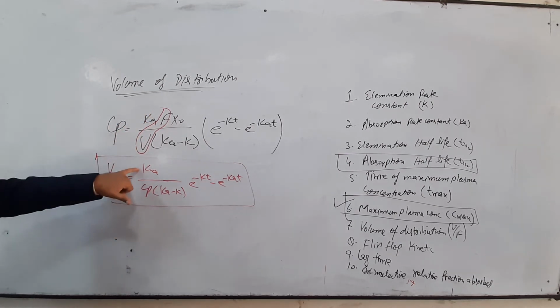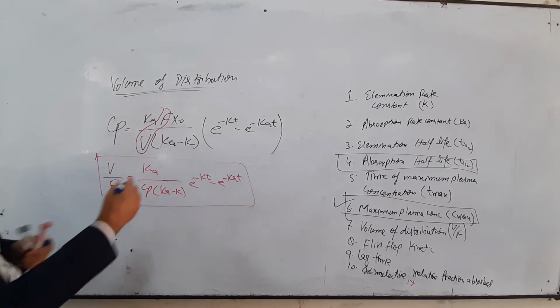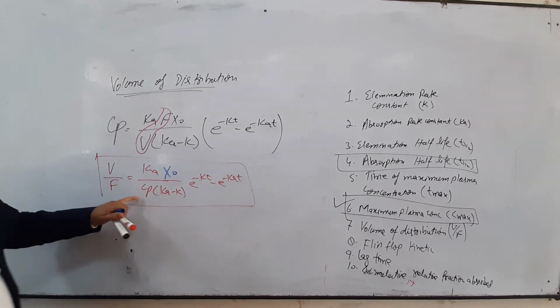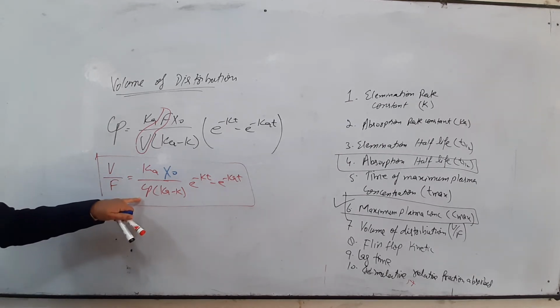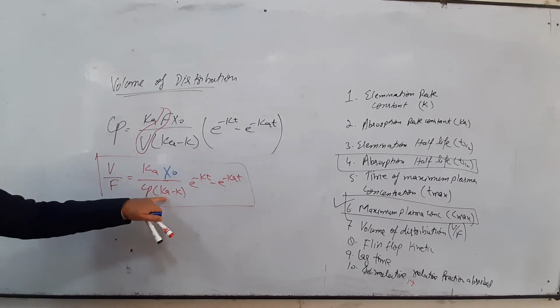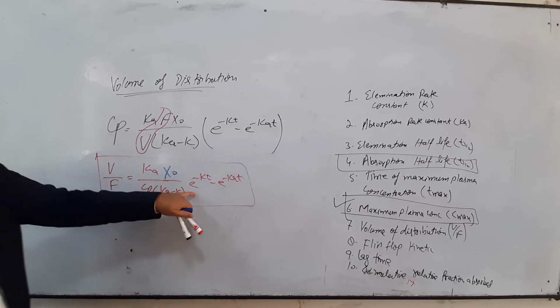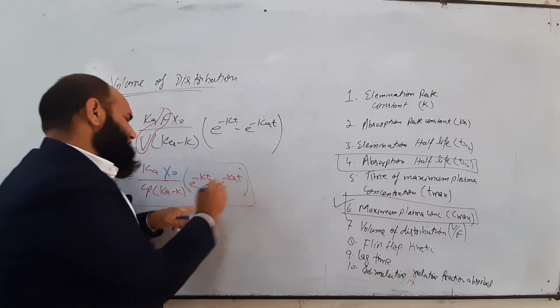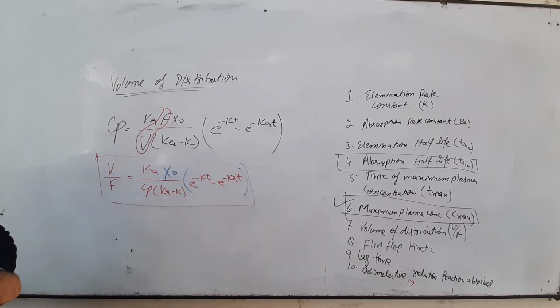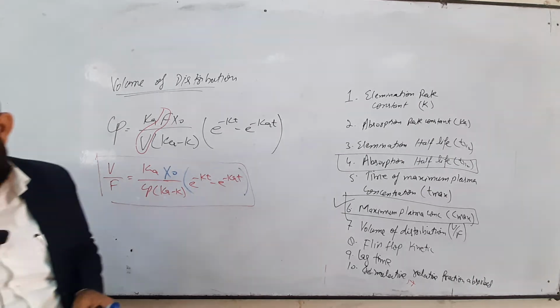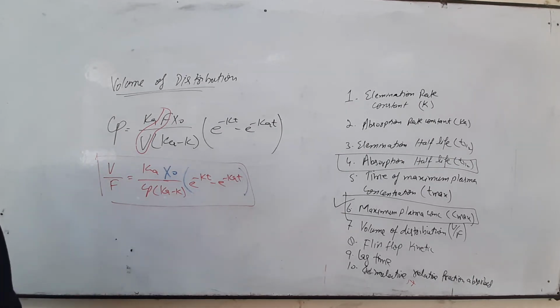That will be equal to the absorption rate constant and dose X naught divided by plasma concentration, the difference of Ka and K, times e^(-Kt) minus e^(-Kat). We can calculate the volume of distribution over the fraction by using this simple concept of its ratio.